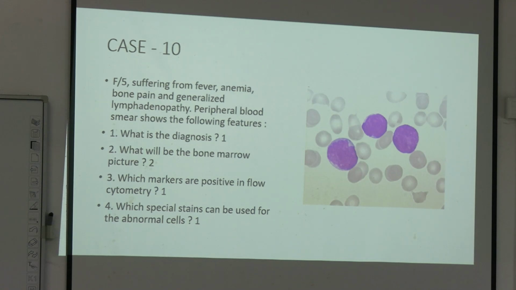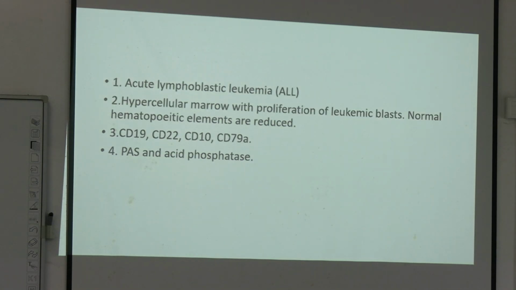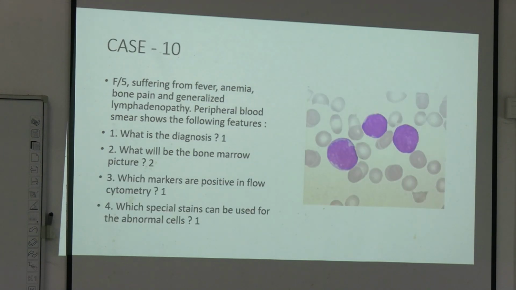And which special stains can be used to demonstrate the abnormal cells? PAS, what is PAS? Periodic acid Schiff, and acid phosphatase. So remember this: female 5 suffering from fever, anemia, bone pain, generalized lymphadenopathy, peripheral picture. So this is a case of acute lymphoblastic leukemia. Study about acute lymphoblastic leukemia. The key questions I give are not important.